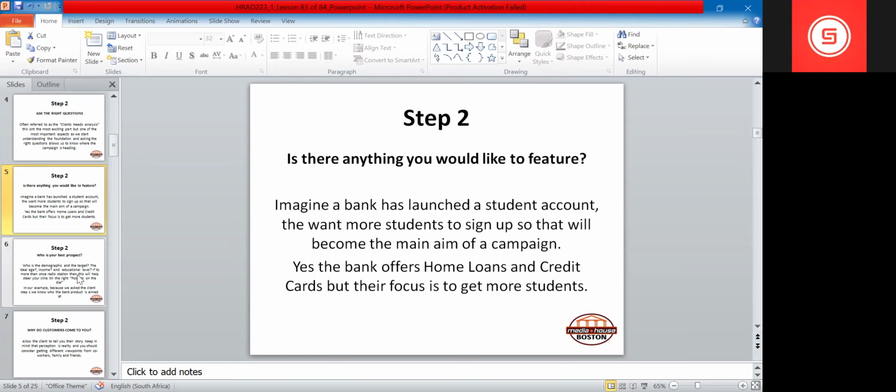Are you so on and so forth, right? So imagine a bank has launched a student account and wants more students to sign up, so this becomes the main aim of the campaign. We've got to obviously target students. We have to focus and make sure the message of what the student account is made up of comes across, and what the difference is between that and a normal account, any kind of savings or cheque or whatever account.